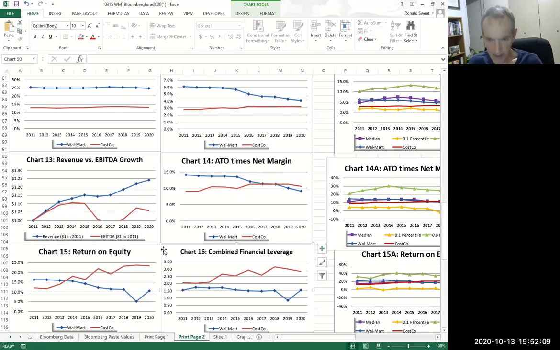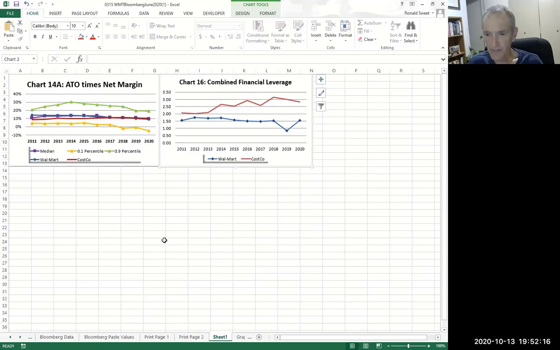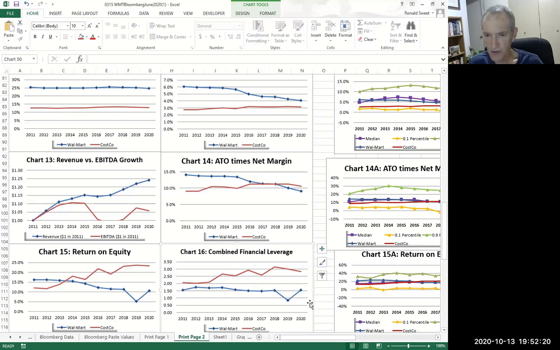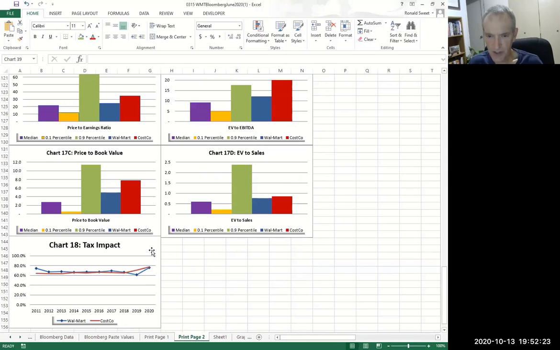I only have that for the two companies. You really just want to be focusing on your company, but you have that chart. And then a chart you probably won't put into your paper, but you should still look at it. That's the very last chart, which is the tax impact.